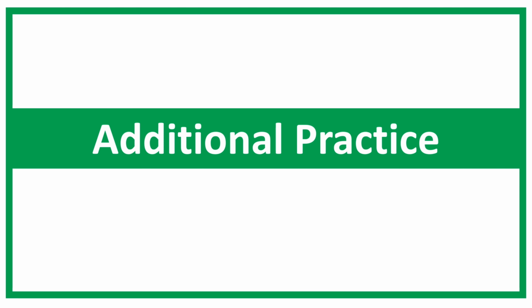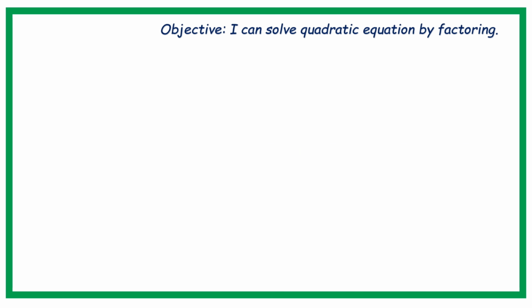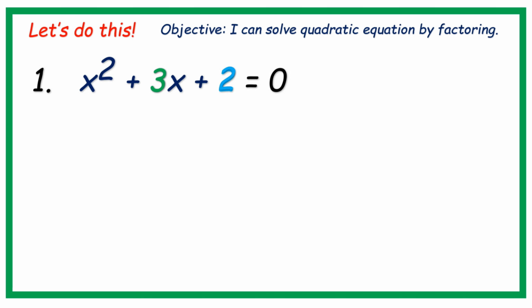Let's have additional practice. Again, our objective: I can solve quadratic equation by factoring. Let's do this. x squared plus 3x plus 2 equals 0. Again, that is x squared plus 3x plus 2 equals 0. Our first term, x squared. Our second term is plus 3x, and our last term is plus 2.